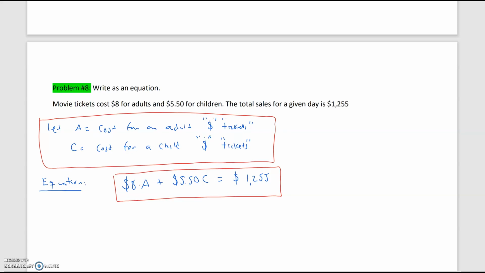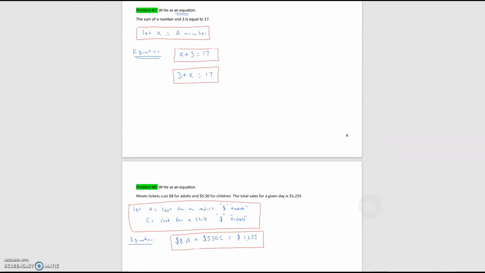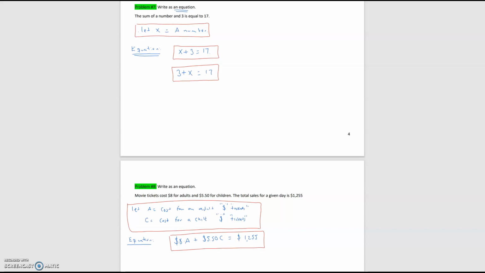Here, we could have used other letters, x's and y's. But in any case, to solve this equation, you would have had to multiply 8 times the letter A plus 550 times the total number of children. And that's going to equal the total sales of the day, which is 1255. That's actually it for these two. As I stated earlier, the main difference on 7 and 8 is that you have an equation. And yes, you could have written the actual equation without the units, but in this case, because they're referring to a cost, I'm going to leave it like that.